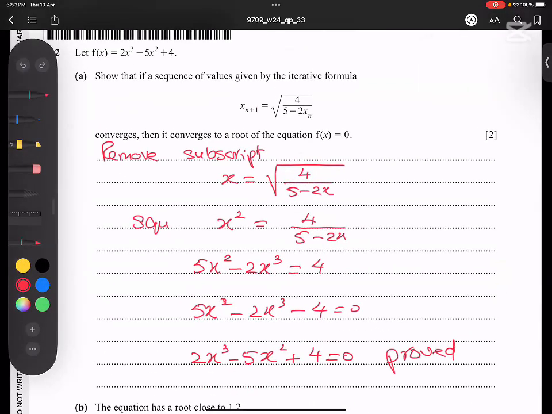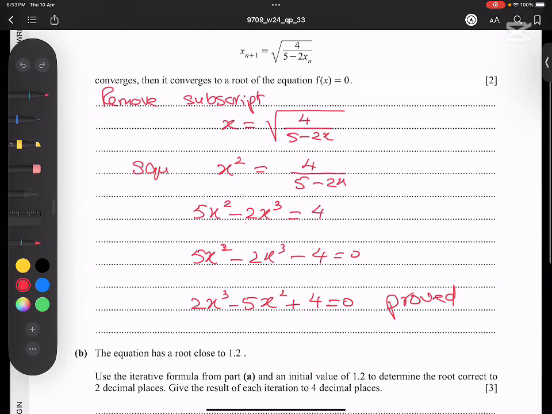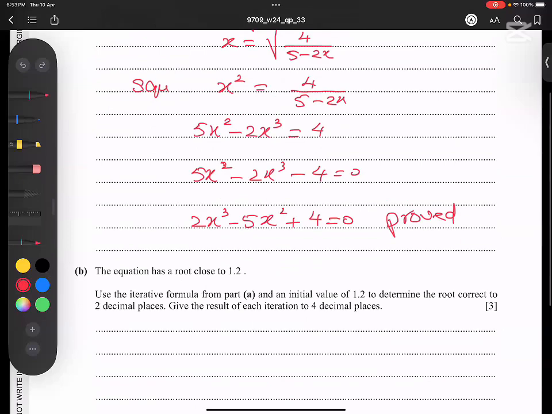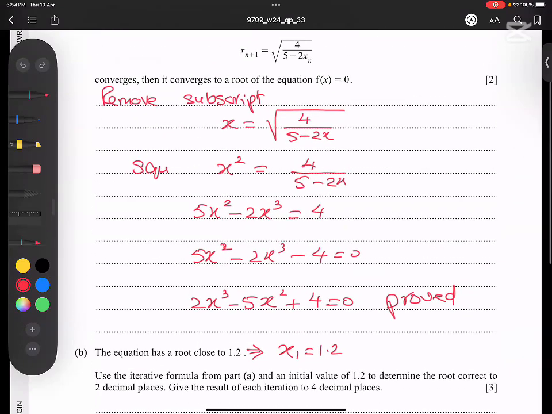So let's go for the next part. The next part is, he mentioned here, the equation has a root close to 1.2, and this is called the initial value. I will take it as x1, the initial value, because he mentioned that the root is close to 1.2. So what is the method to do the question, students?